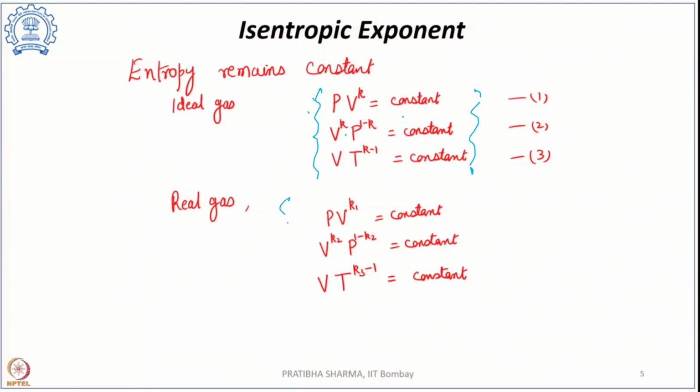But for the real gas equation, PV equals ZMRT. Here PV to the power K2 equals constant, and V to the power K2 into P to the power 1 minus K2 is constant. These three equations are used for the real gas.